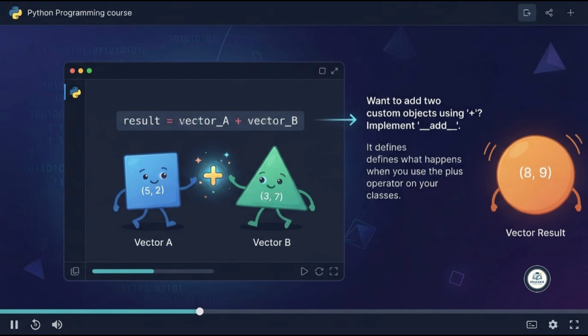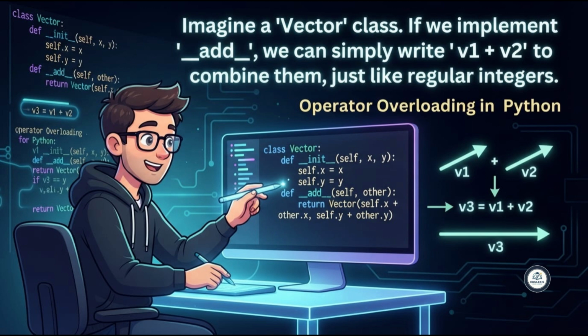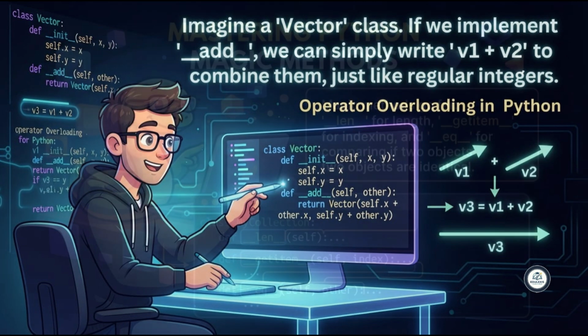Want to add two custom objects using plus? Implement __add__. It defines what happens when you use the plus operator on your classes. Imagine a Vector class. If we implement __add__, we can simply write v1 + v2 to combine them, just like regular integers.